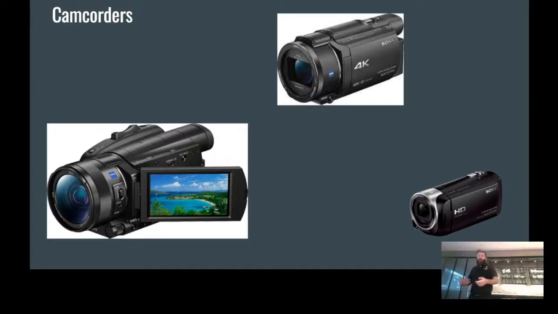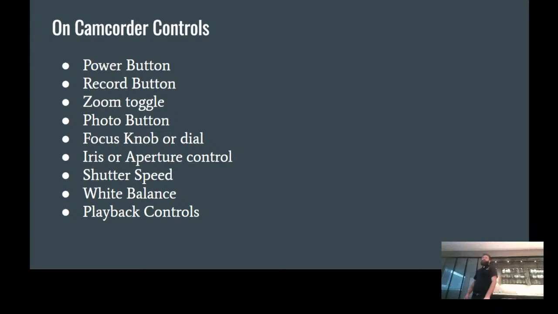But in that regard, why do we want to use a camcorder? Camcorders are going to have controls based on video alone. They will have some photo features, but the primary focus is video. So power button, the record button, zoom toggle, photo button, focus knob or dial, iris or aperture control, shutter speed, white balance, and playback controls are the things that are available via the controls, much like any camera that you might see.